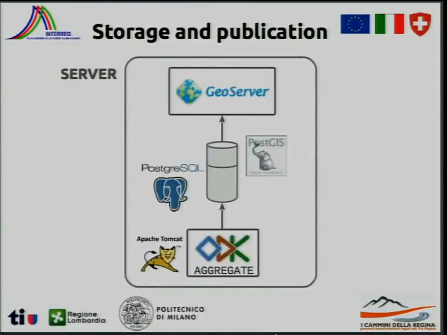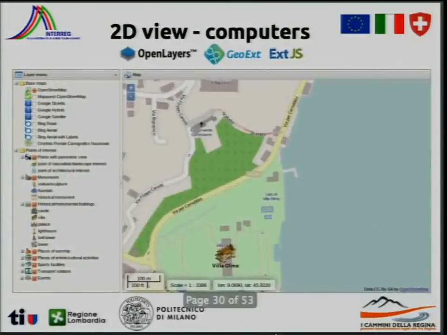So here I show you again the server-side part of the architecture, just to let you understand how the ODK Aggregate interacts with the other components. Actually, it's very easy because when the forms come from ODK Collect, which is the Android application, to the ODK Aggregate server, they automatically fill the synchronized PostgreSQL database, and then using PostGIS, GeoServer can read the data and can publish them as WMS, for instance.